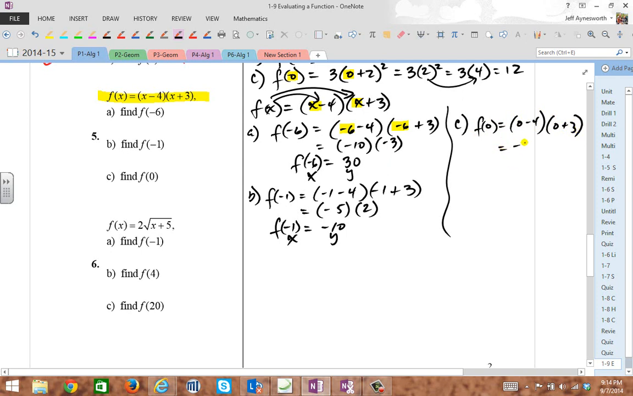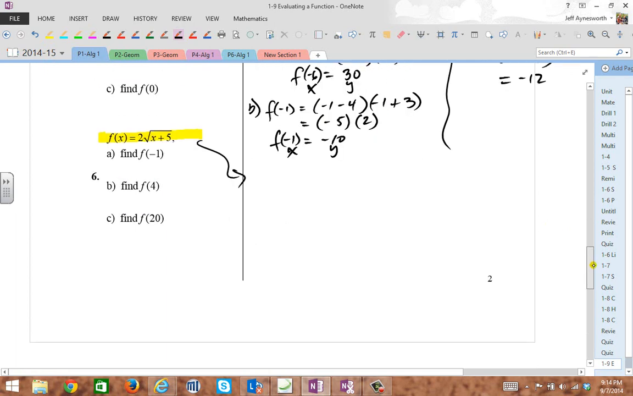All right, you're back now, so let's take -4 times 3. Ooh, you get -12. All right, easy. All right, now for my last example here, I got this square root function, okay? Let's bring it down here so we have a little bit more room. All right, f of x is equal to 2 times the square root of x plus 5.